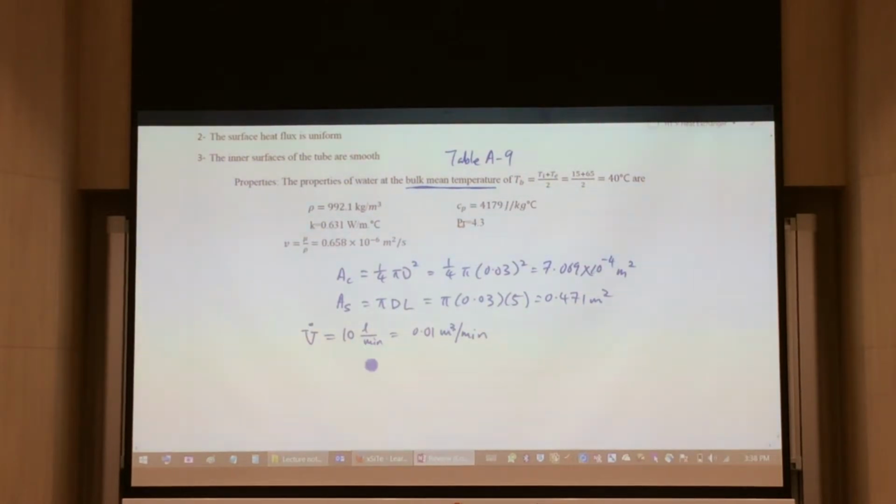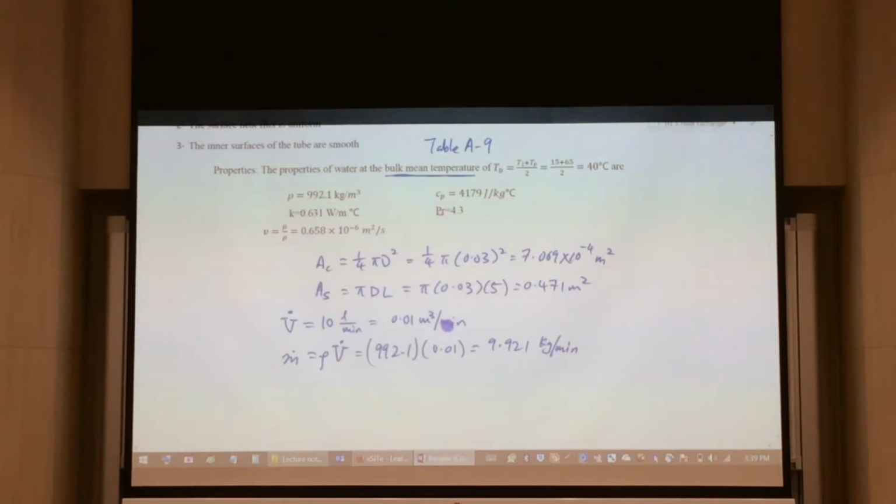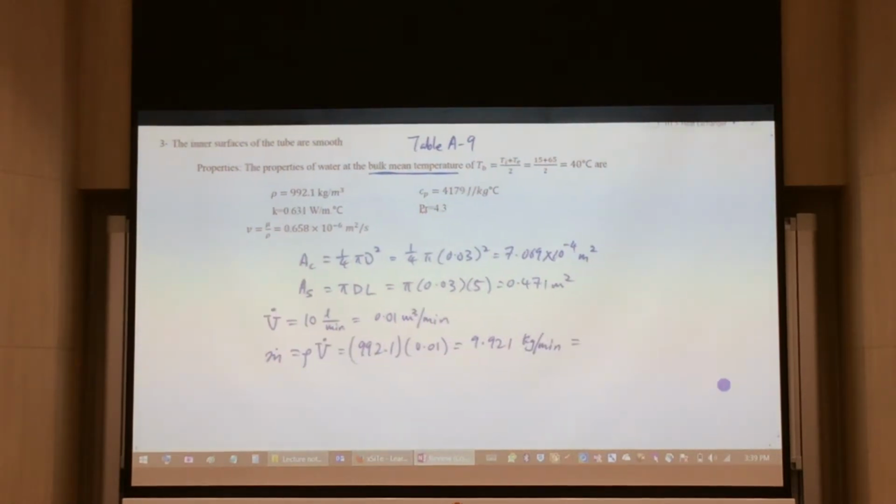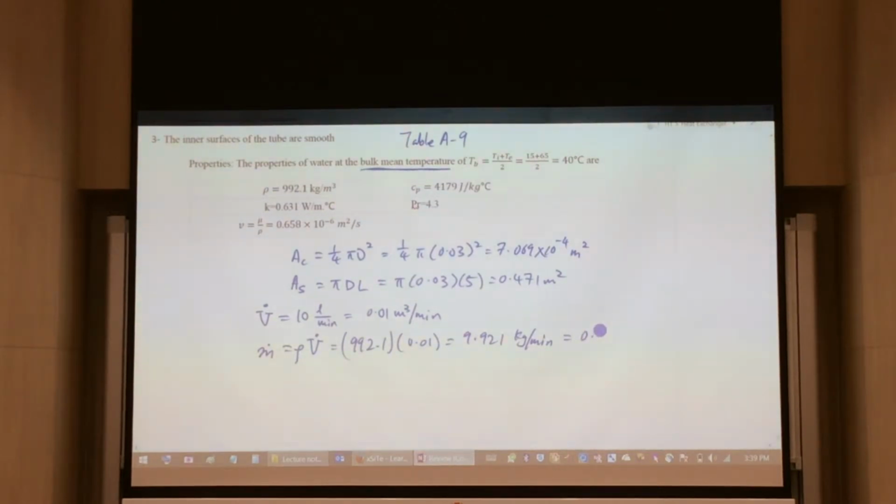So we are also interested to find out what is mass flow rate. That's equal to the density multiplied by your volumetric flow rate. So that will be equal to 992.1 multiplied by 0.01. That will be equal to 9.921 kilograms per minute. Convert that into kilograms per second, 0.1654 kilograms per second.